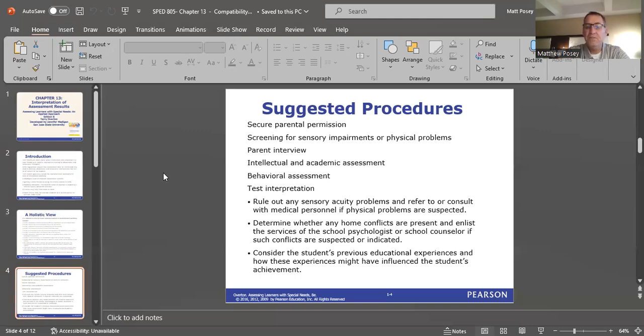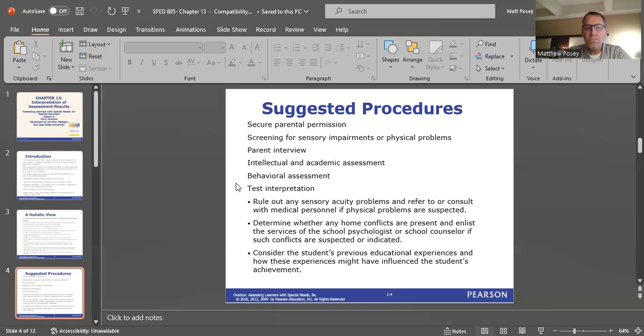So suggested procedures, the process in which we determine qualifications for special education. First of all, as it lists here on this slide, we're going to secure parental permission. We can't just bring a student in and test them without any type of parental consent. Also, we want to make sure we're doing screening for sensory impairments or any physical problems. We want to do a little bit of parent interview and get some information from the parent. A lot of times we can collect that from the adaptive behavior skills, the parent version of that. Then we also conduct intellectual and academic assessments. We also look at doing a behavioral assessment if there are some potential behavioral disorders that may be occurring with that child. And then we come in and do what we call test interpretation.